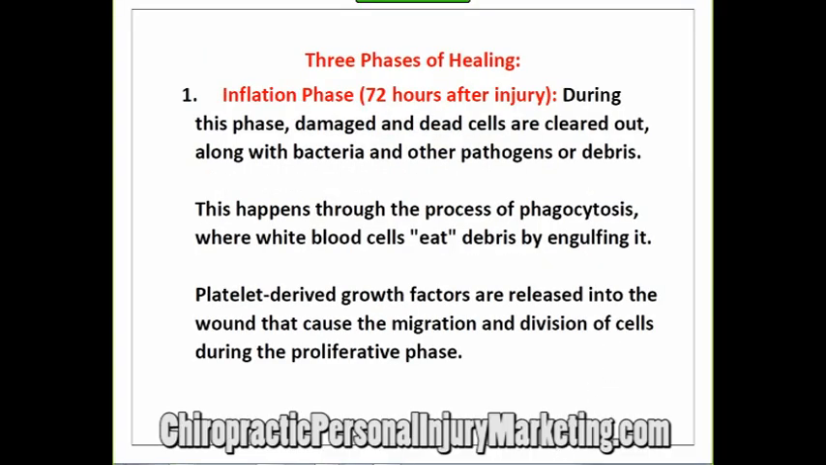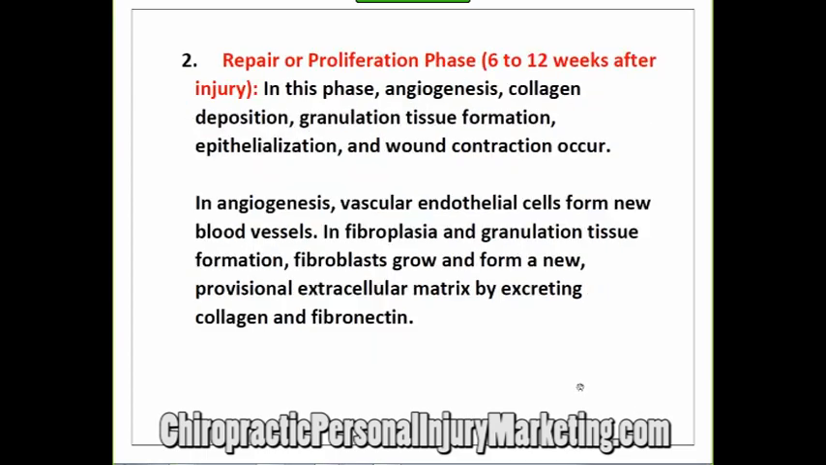Now, again, when we talk about the four dimensions of an injury, we're going to be looking at each of the phases. So again, we're looking at the 3 phases of healing. We have the inflammation phase, which is 72 hours after the injury. During this phase, damaged and dead cells are cleared out, along with bacteria and other pathogens or debris. This happens through the process of phagocytosis, where white blood cells eat debris by engulfing it. Platelet-derived growth factors are released into the wound that cause the migration and division of cells during the proliferative phase. So that's the inflammation phase.